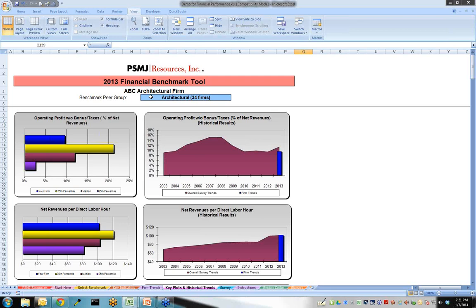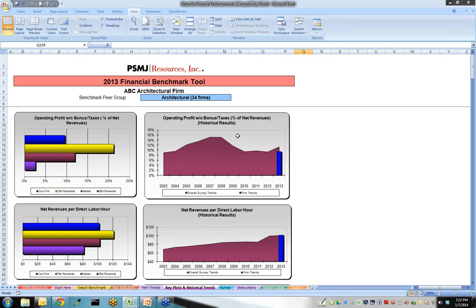Again, we're looking at architectural firms. So there are 34 firms in this particular sample size. The blue is your firm at 9.6%. The gold is the 75th percentile. The red is the median. And the purple is the 25th percentile.